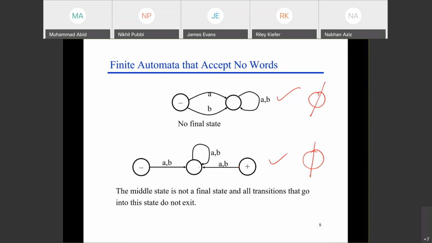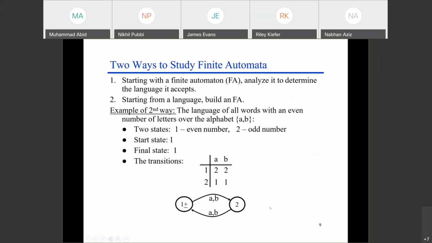So these are two examples: one machine has no final state, and the second machine has one final state, but you are not able to reach that final state. So both represent the empty language. Make sense? Okay, so this is good. So you guys are understanding.